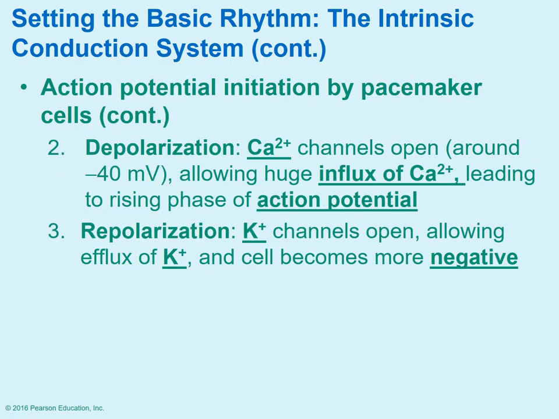Then you have the depolarization. This is when the calcium channels open. This can be about negative 40 millivolts. Once those calcium channels open, you have a huge influx of calcium that's going to lead to the action potential. You have all this plus charge moving in. And then repolarization is when the potassium channels open, and that is allowing, remember, potassium is usually higher inside the cell, so it's going to flow out. So that positive charge is flowing out, returning the cell to become more negative.